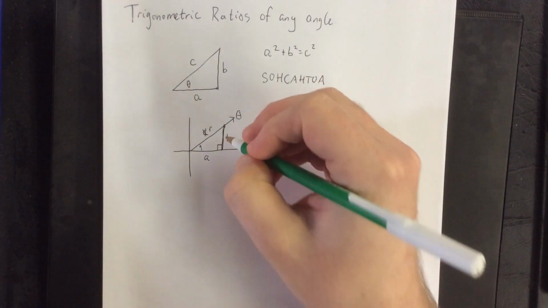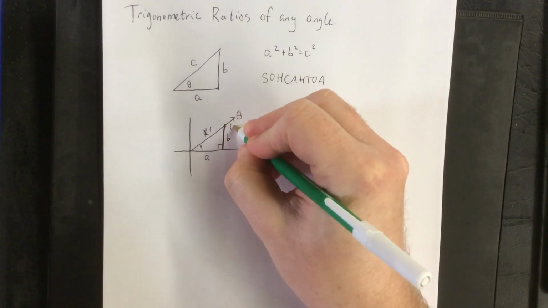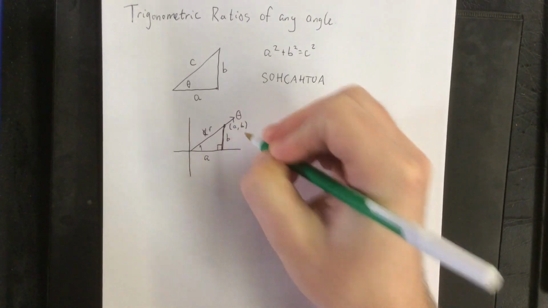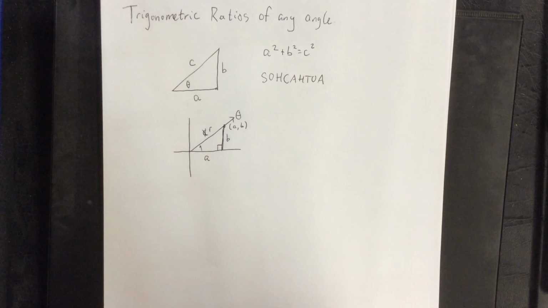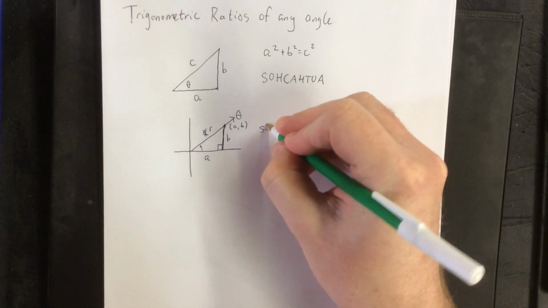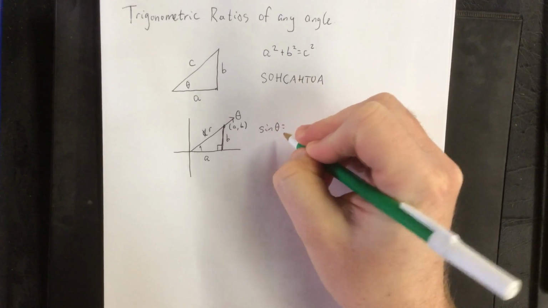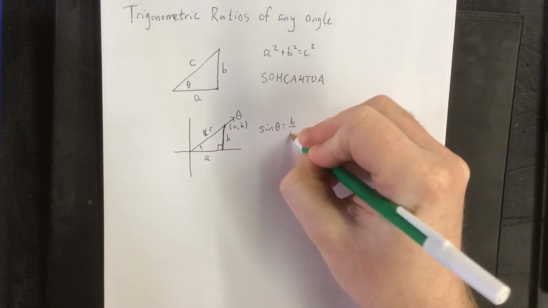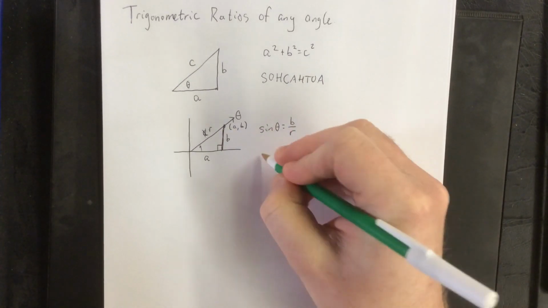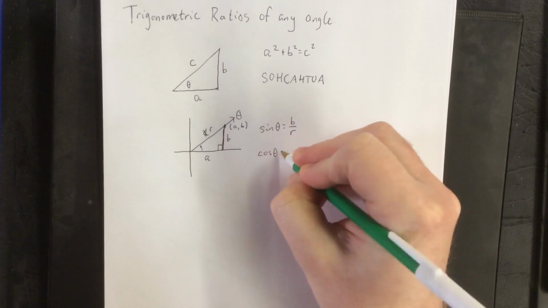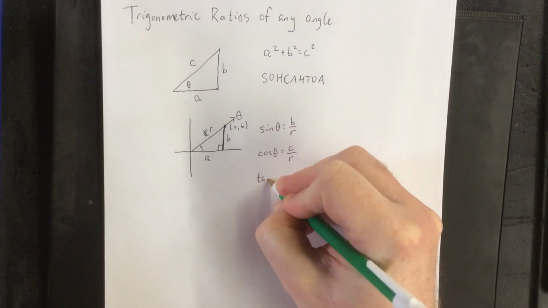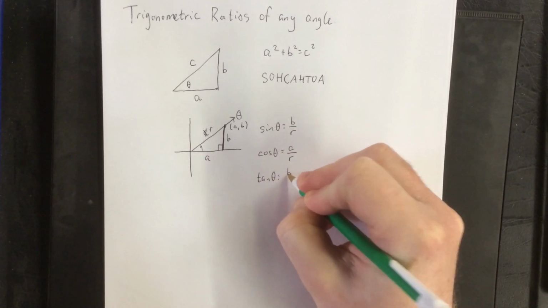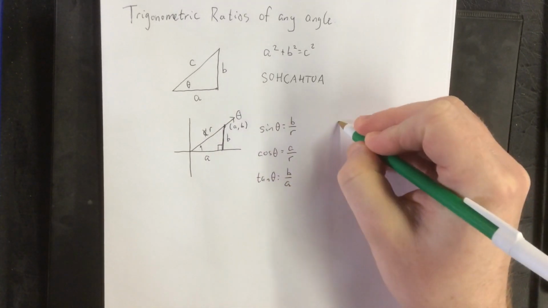Now, from the rectangular coordinate standpoint, what we have here is essentially the ordered pair (A, B). So A is the x-coordinate, B is the y-coordinate. Now, we're going to define our 6 trigonometric ratios the exact same way as before. So sine is opposite over hypotenuse, B over R. Cosine of theta would be adjacent over hypotenuse, A over R. The tangent of theta would be opposite over adjacent, B over A.